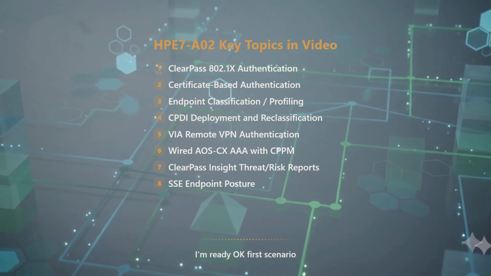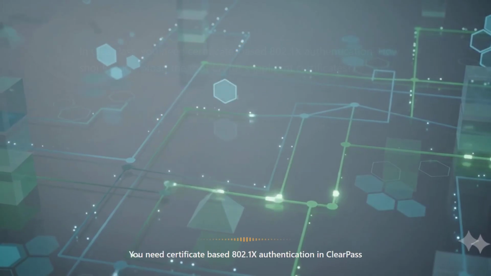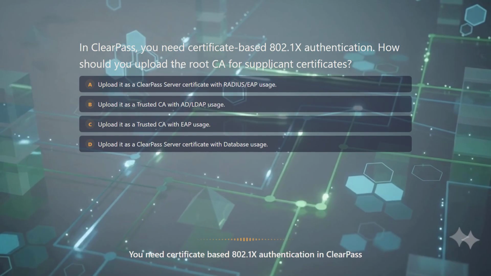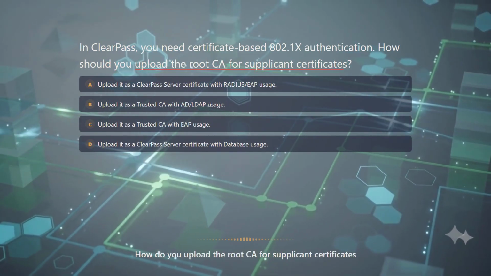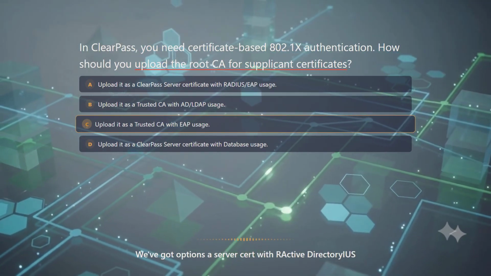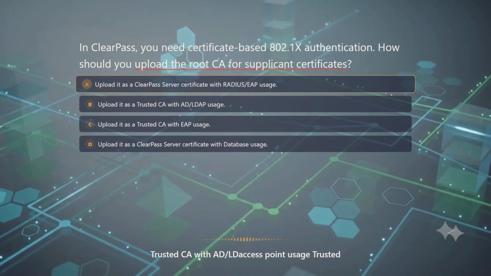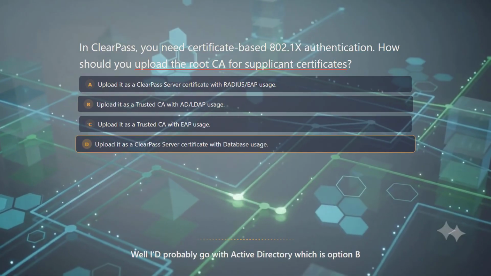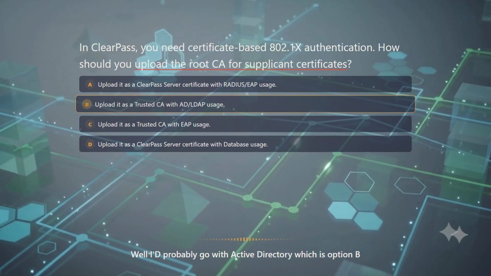Sounds perfect. I'm ready. Okay, first scenario. You need certificate-based 802.1x authentication in ClearPass. How do you upload the root CA for supplicant certificates? We've got options like a server cert with RADIUS, trusted CA with AD, trusted CA with EAP, or a server cert with database usage. Well, I'd probably go with AD, which is option B.